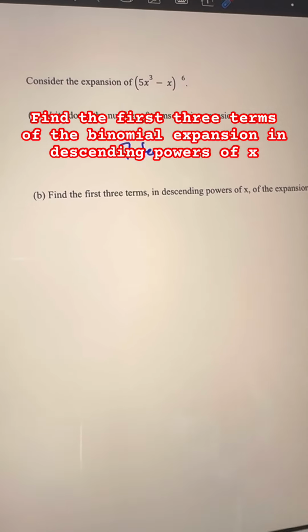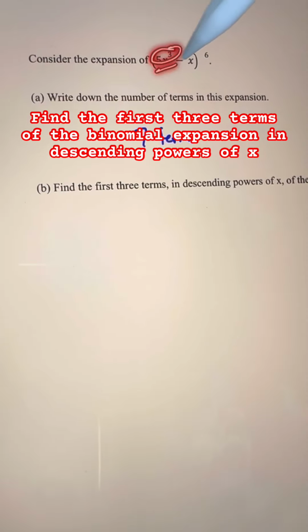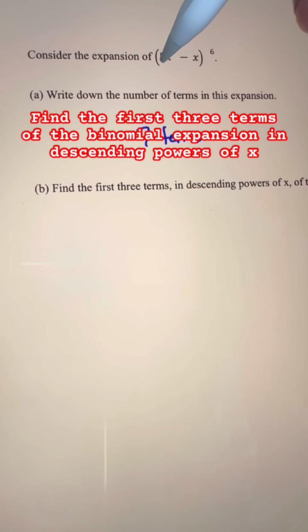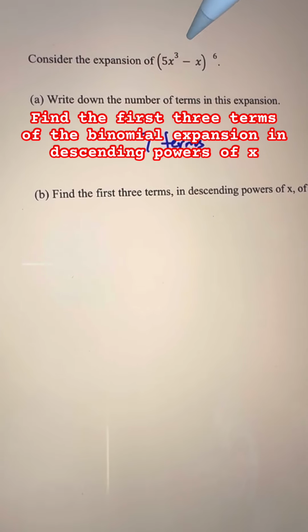So now for part B, find the first three terms in descending powers of x of the expansion. So that means we can take the first three terms since this exponent is higher than this one. So the first three terms of the binomial in this order will be the descending powers of x. So let's start with the first term.